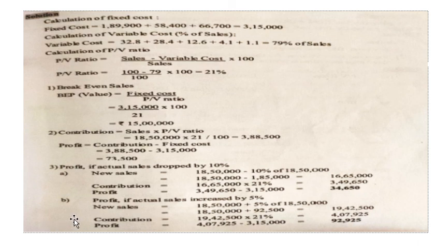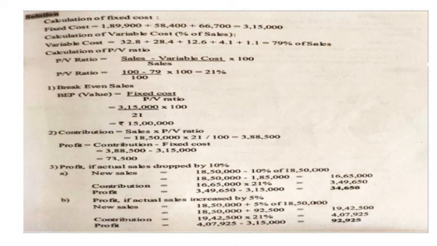Next, part B: what will be the profit if sales is increased by 5%. So new sales, which is budgeted sales, is 18,50,000 plus 5% of 18,50,000, which is 92,500. So the actual sales is 18,50,000 plus 92,500, which gives you 19,42,500. So the total contribution is 19,42,500 into PV ratio, which is 21%. This is the formula to find out contribution, where sales into PV ratio will give you your contribution.